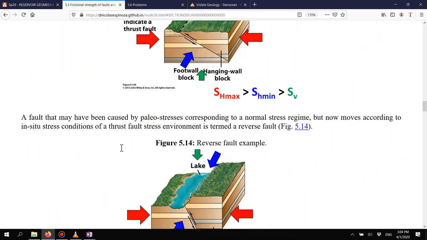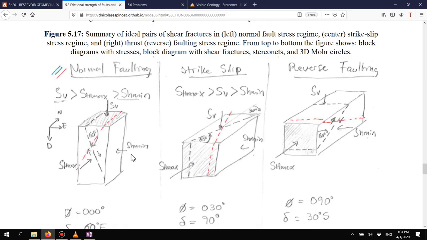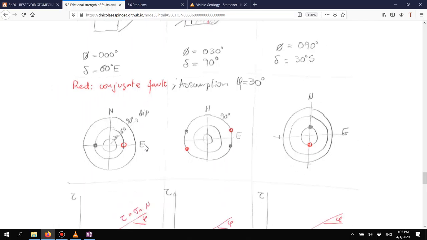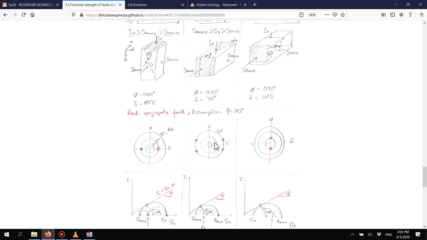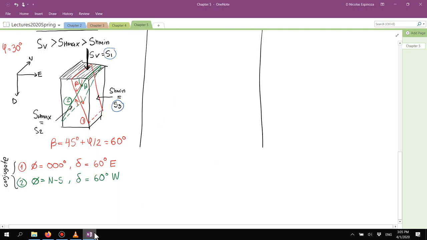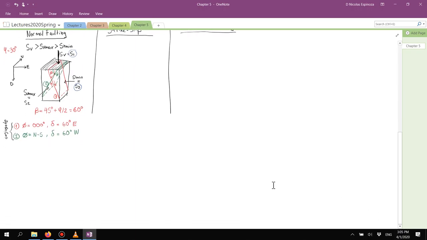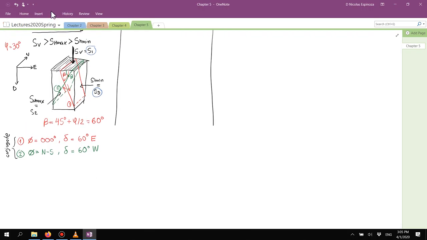The next thing that we're going to do is for this ideal direction of a fault happening in a normal faulting regime, we're also going to plot what is the corresponding stereo net and what is the corresponding Mohr circle for that. All right, so let me come back over here. And it's very useful to locate the orientation of faults with stereo nets. So here I'm going to draw a stereo net.